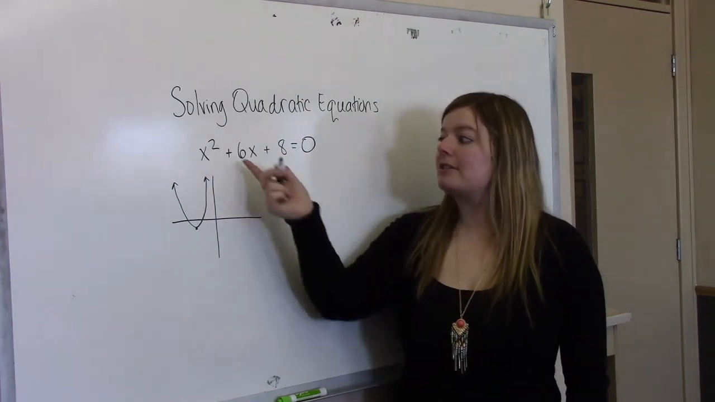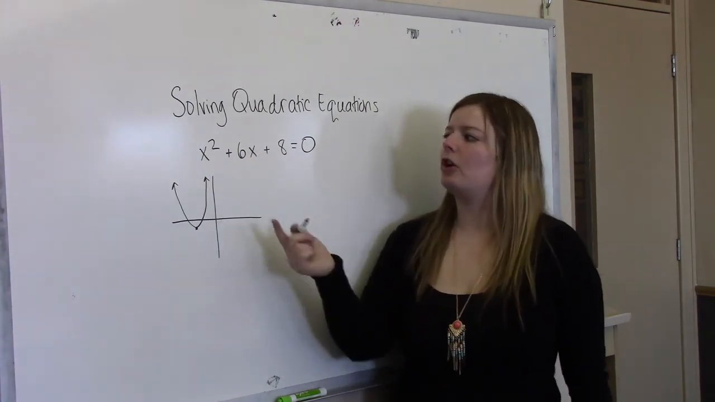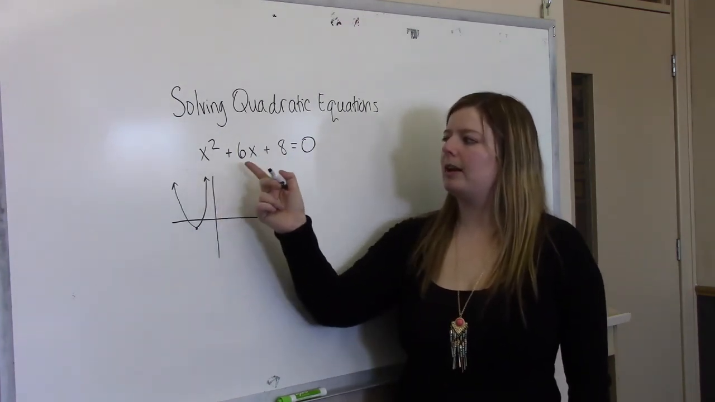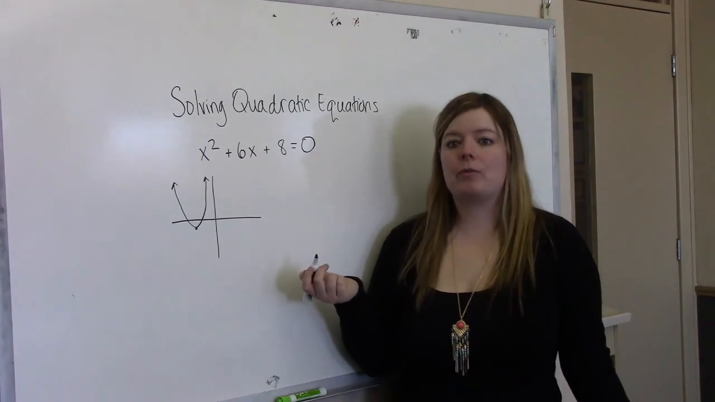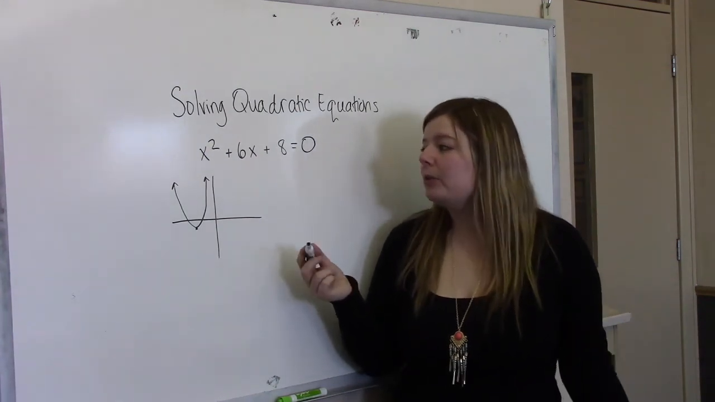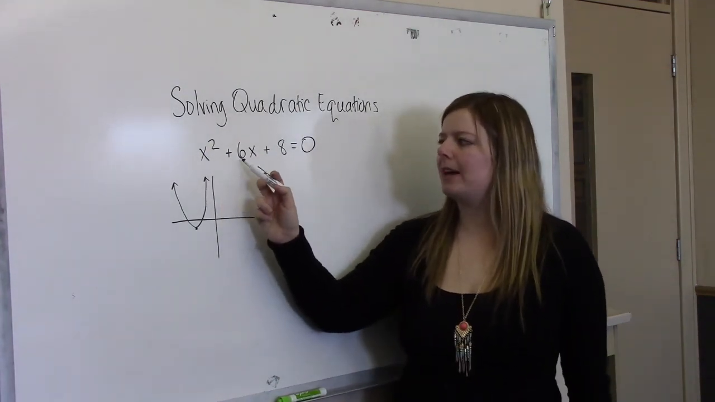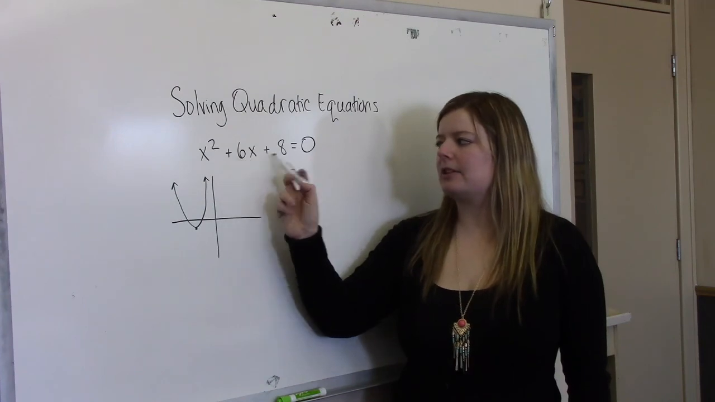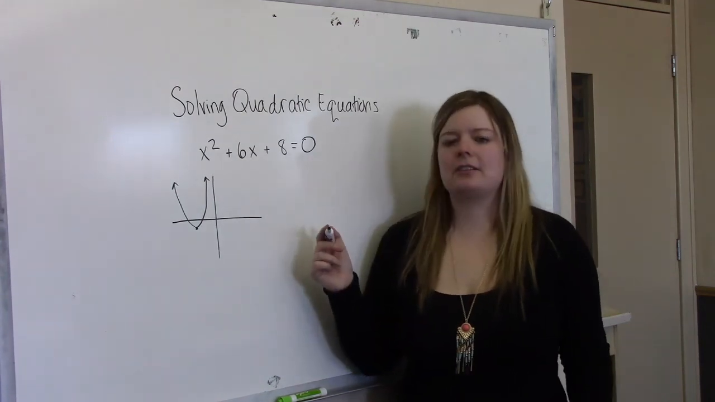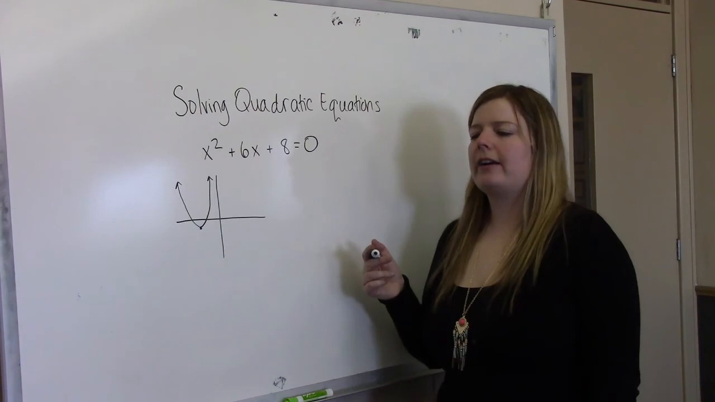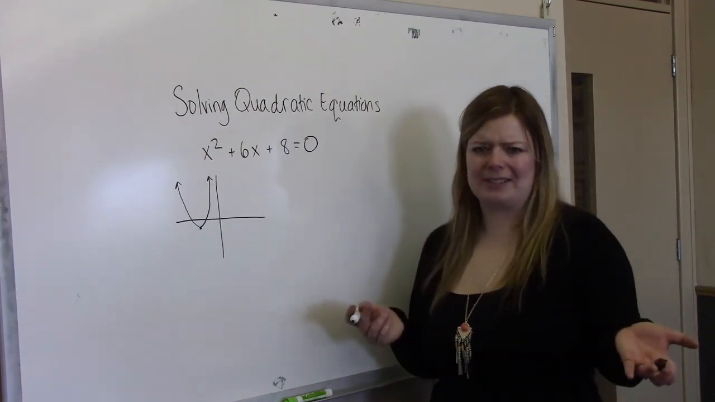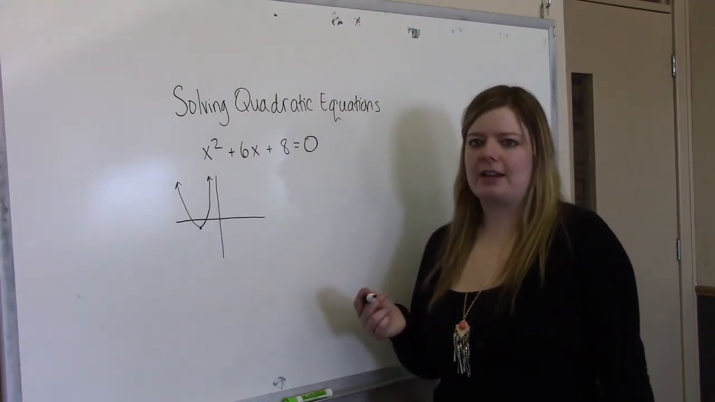So for instance, if I put 0 in here, would I get 0? Well, no, because I'd get 0 plus 0 plus 8. So that wouldn't work. If I put -1 in, would that work? I'd get 1 minus 6, which is -5, plus 8. That's not 0 either. So you could do trial and error, but obviously, who wants to spend their time doing that? There's a faster way to do it.